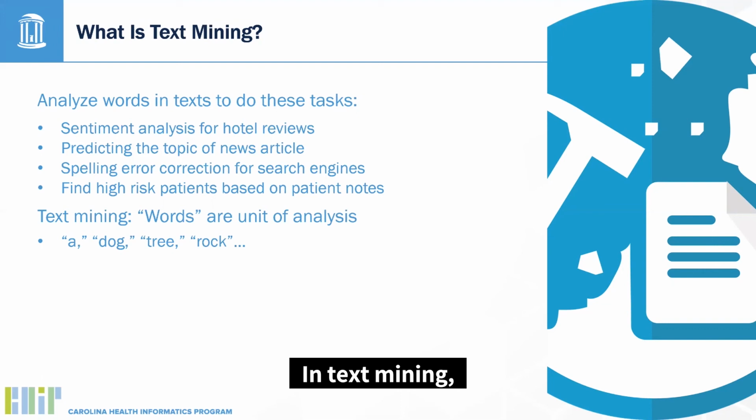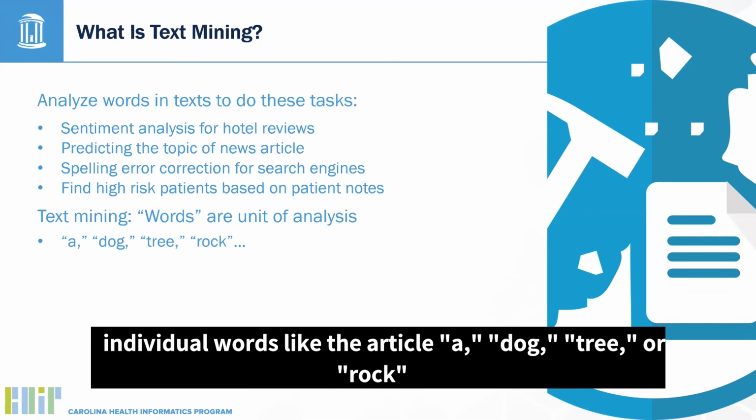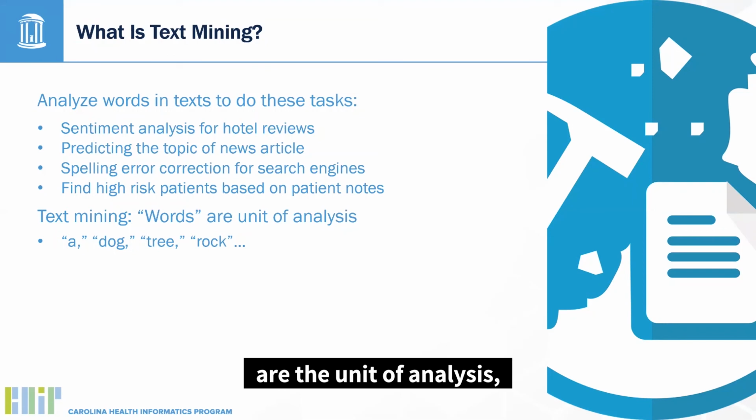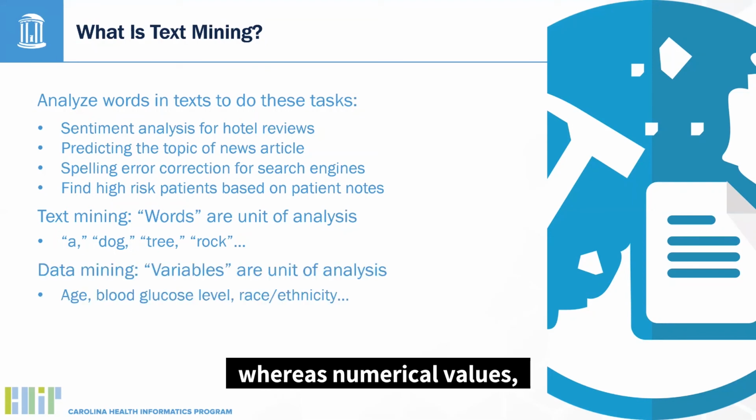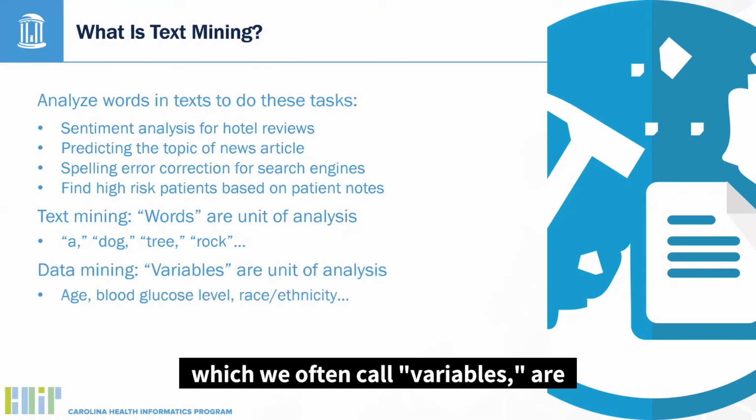In text mining, individual words like the article A, dog, tree, or rock are the unit of analysis, whereas numerical values, which we often call variables, are the unit of analysis in data mining.